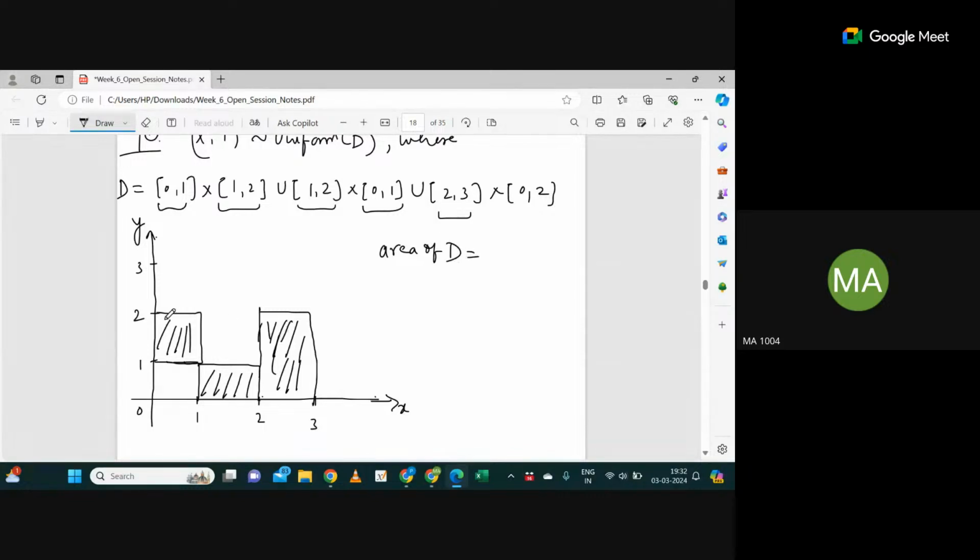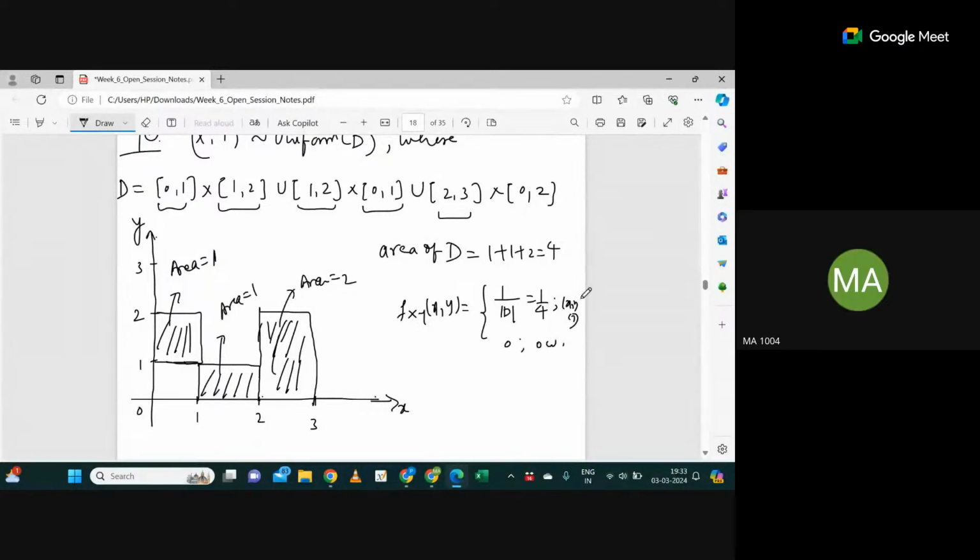So what will be the area of D? We have to add the areas. What is the area for this one? It is 1. And for this, again 1. For this, it is 1 into 2, that is 2. So basically 1 plus 1 plus 2, that is 4, right? So what is the joint density we get from here? 1 upon modulus of D, that is 1 by 4, correct? And 0 otherwise.